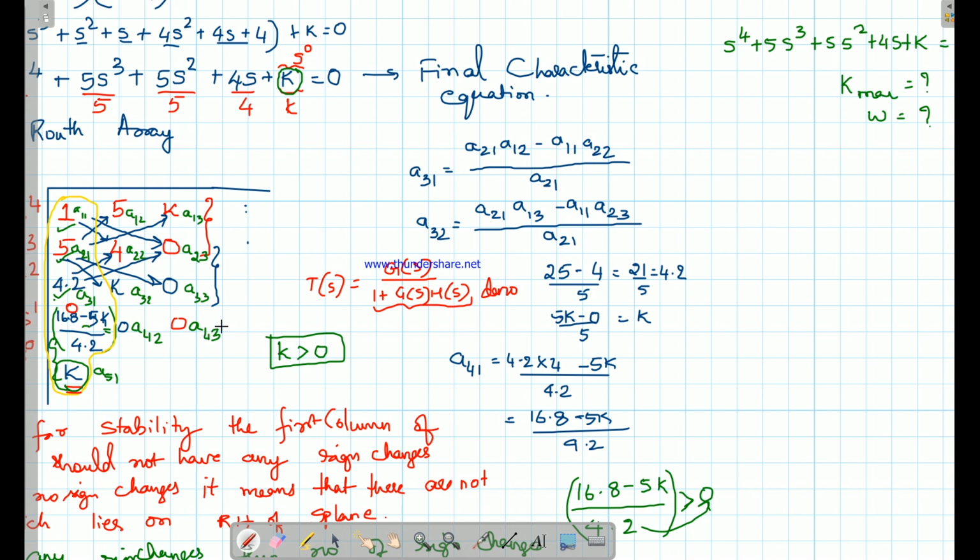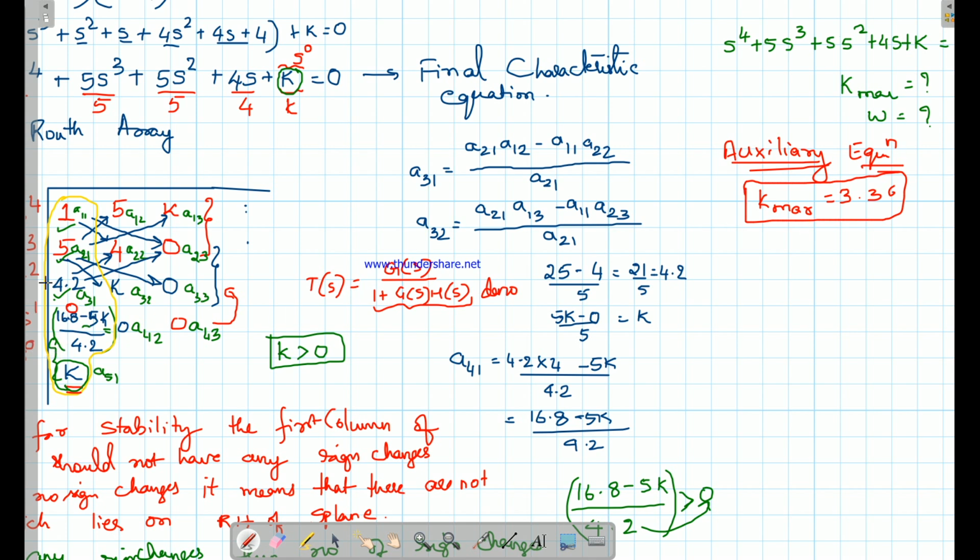So therefore the row before this row will be considered to write the auxiliary equation. My job is to write the auxiliary equation to find out the value of omega. We found that the term becomes 0 when k is 3.36, therefore that is the k margin, which is equal to 3.36. Because of 3.36, this term was becoming 0.